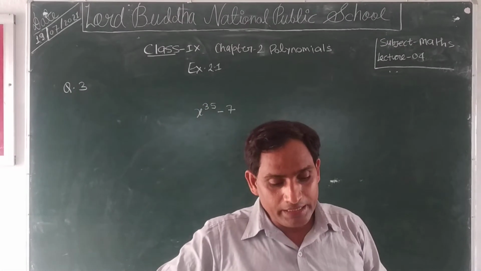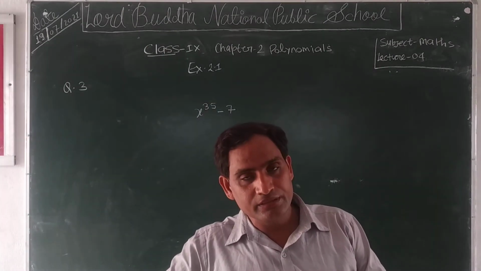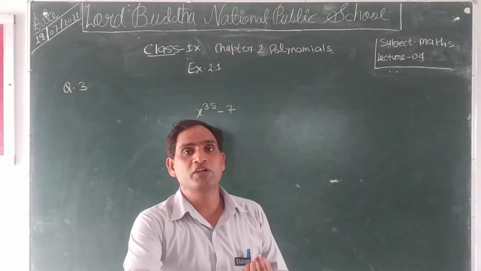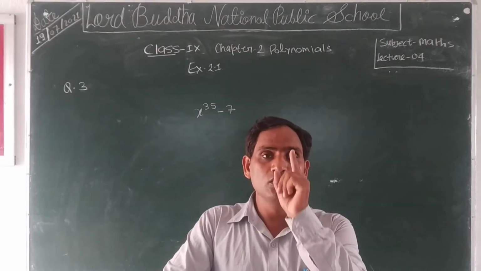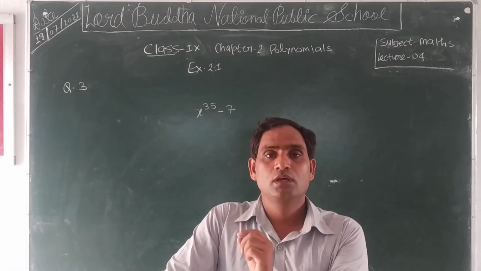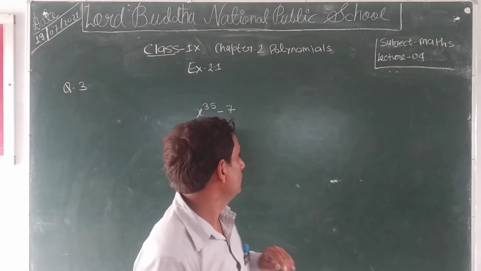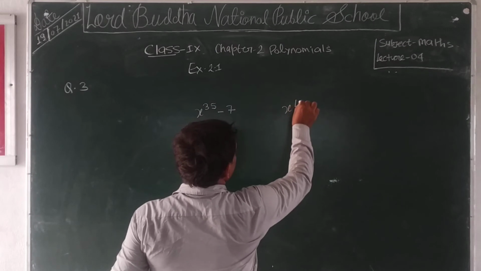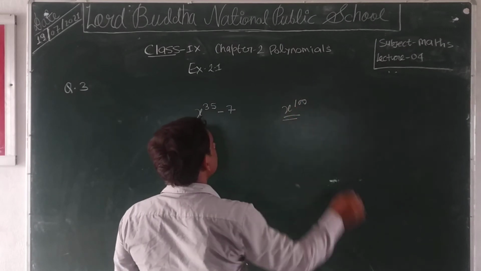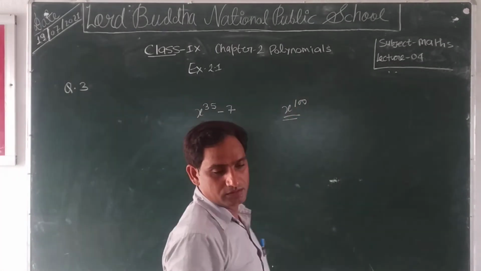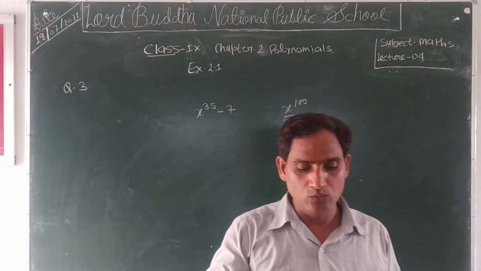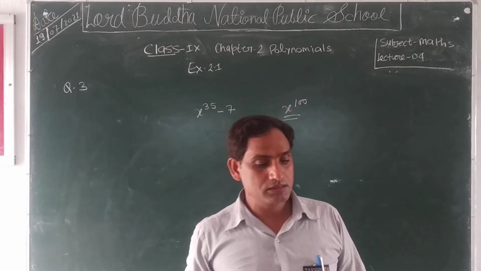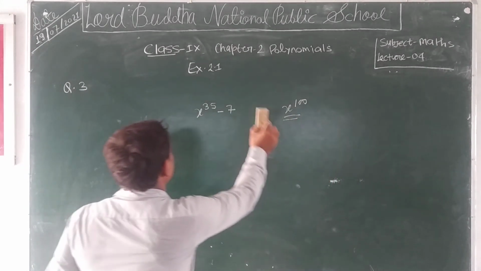Now, and a monomial of degree 100. Monomial means a polynomial which has only one term and it is non-zero. Means x power 100. This is our second part. Okay? Now, we discuss question number 4.